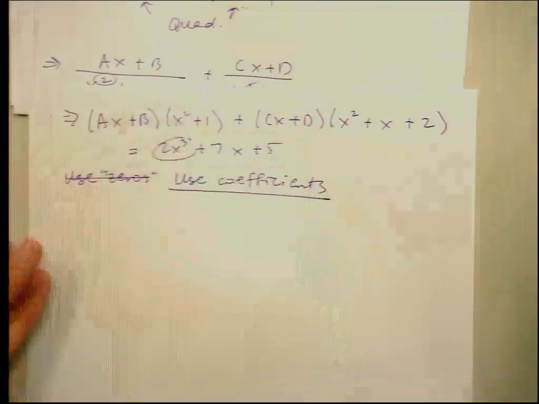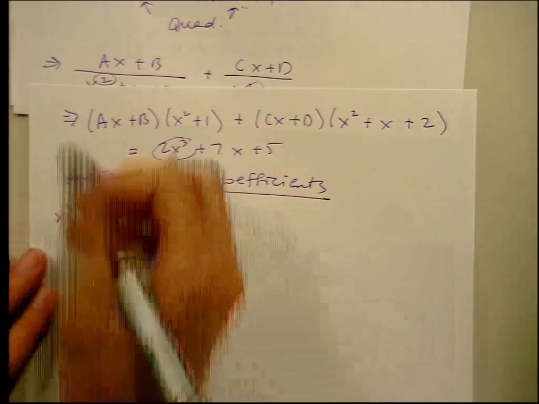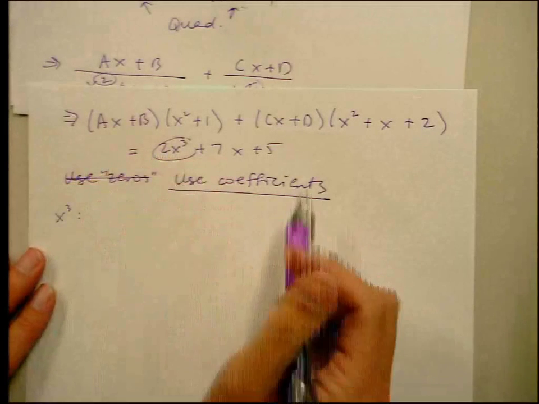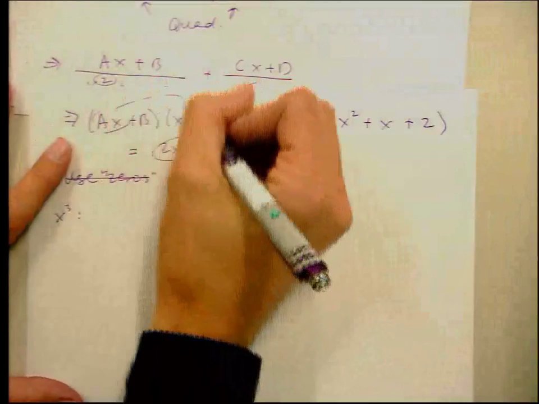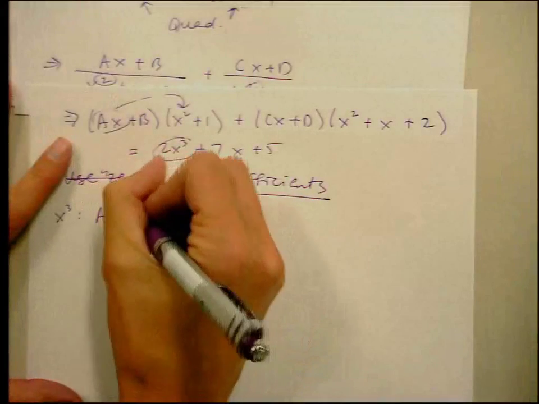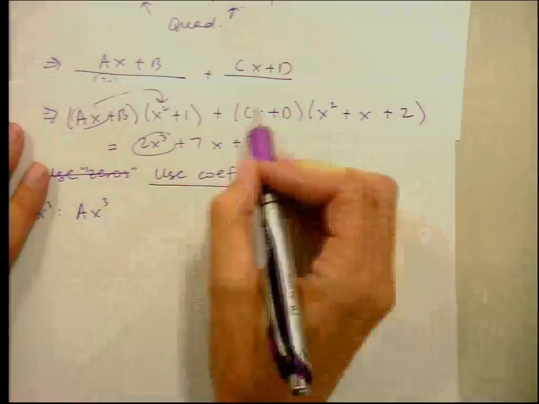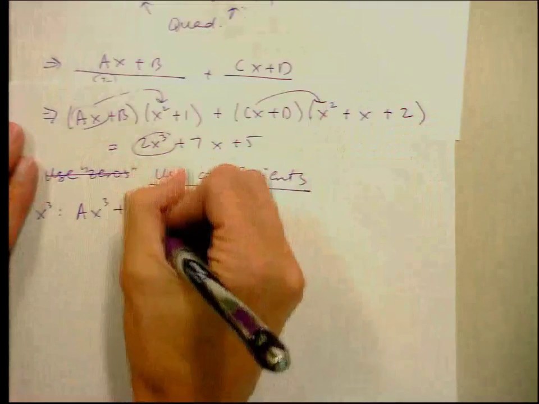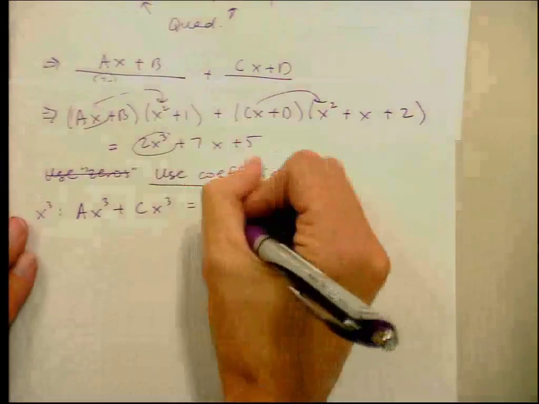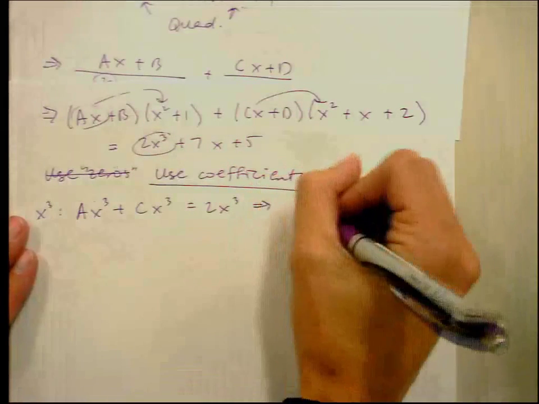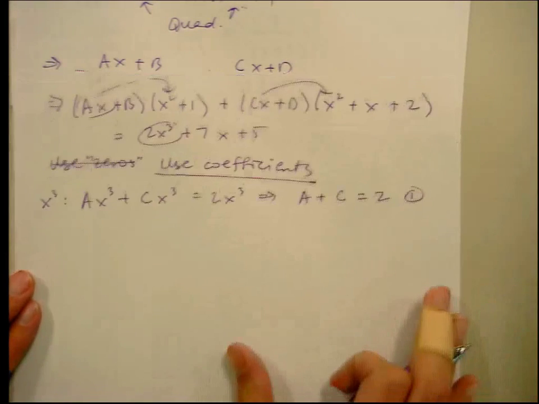I start with the highest degree I've got, and that's cube. So I go ahead and start with x cubed. This is when I'm starting from the coefficients. So x cubed. I'm not going to multiply all this out. I'm just going to look for x cubes. If I were to multiply it out, I can get an x cubed here. That would be an ax cubed. There's no other way to get an x cubed in this FOIL. If I were to multiply this out, I can get an x cubed here. So that would be plus cx cubed. There's no other way. On the other side, we've got 2x cubed. That gives me a coefficients only a plus c equals 2. We're going to call that relationship 1.